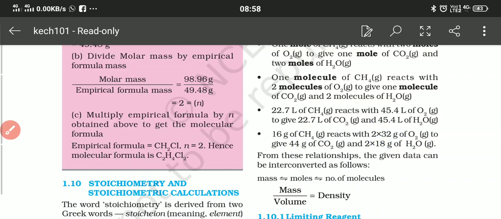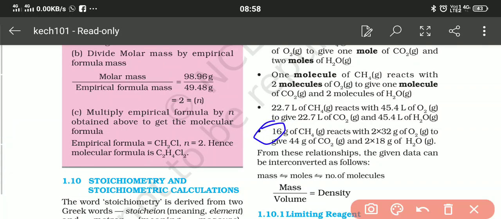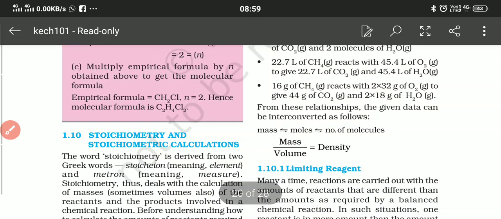If we have only 32 gram, then only 8 gram of CH4 is consumed. It means if we have only 32 gram of oxygen, then the full 16 gram of CH4 will not be converted. How much will be converted? Half of that, that is 8 gram. Okay, so remember these things. Okay, now density. What is density? We know it is mass by volume.